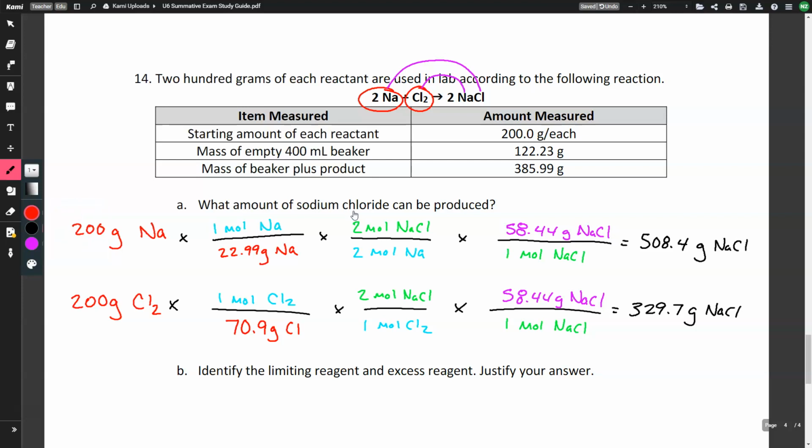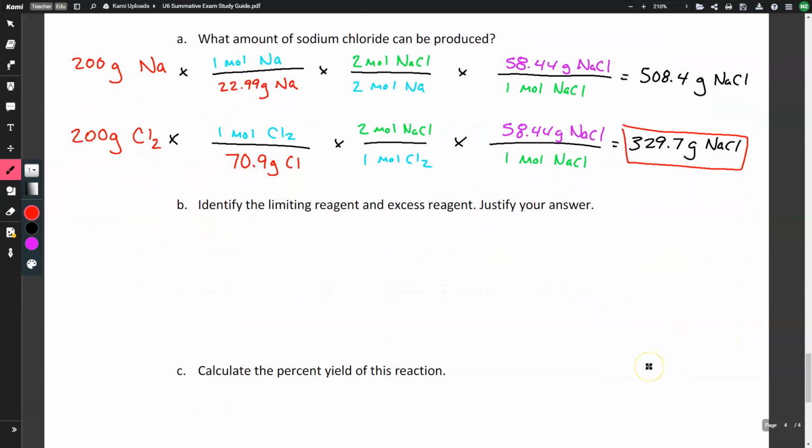Okay, so the most we can make is 329.7 grams. We have enough sodium to make more of our product, but we're limited by the amount of chlorine. Even though we have 200 grams of each, we need more chlorine than we do sodium to make this. So our limiting amount is going to be the chlorine, and we're only going to be able to make 329.7.